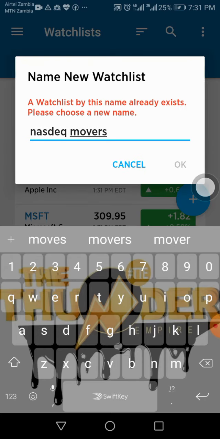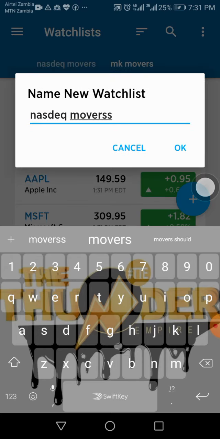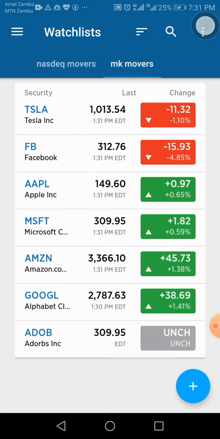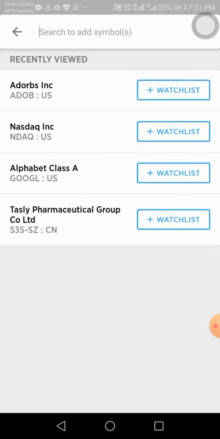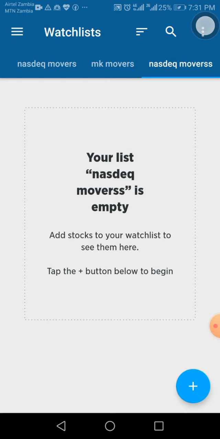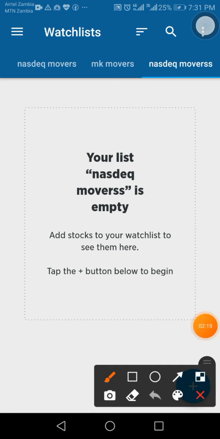I'm going to name this one the Nasdaq movers again, since I already have a watch list named the Nasdaq movers, but I'm just trying to show you guys for educational purposes. So I say okay. As you guys can see, a new watch list has been made. It's right here. That is the new watch list.